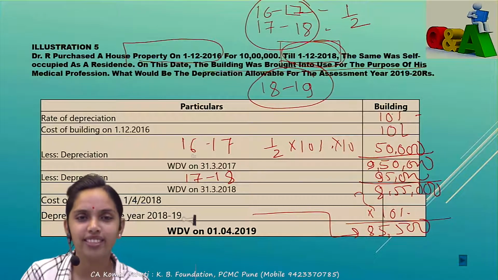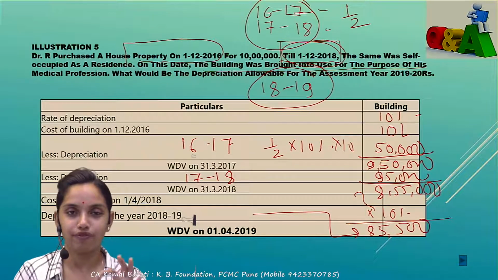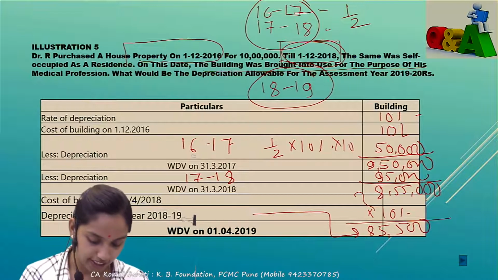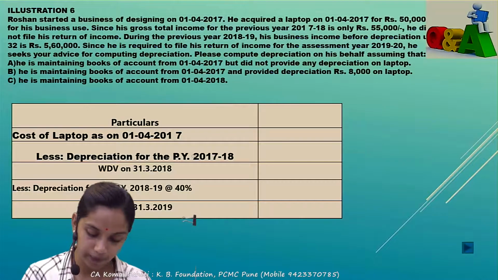How, are you clear with it? It's very simple. Explanation 5 is applicable only for the building. Hopefully clear with this. So we'll go with the next question.